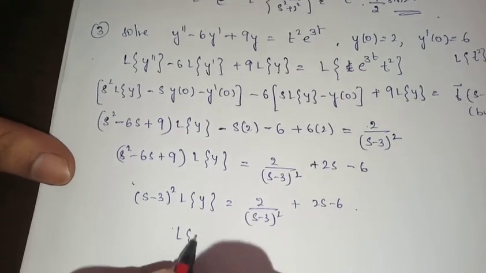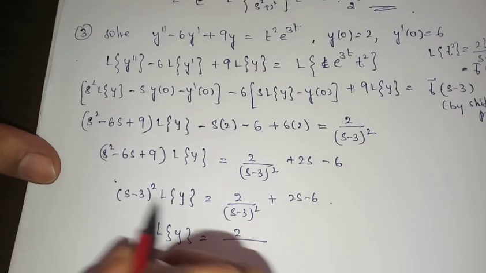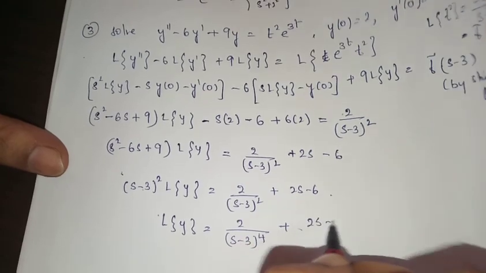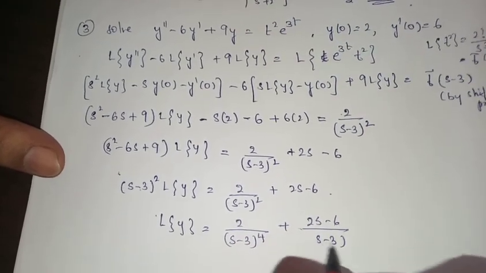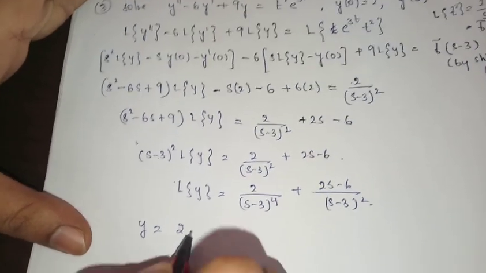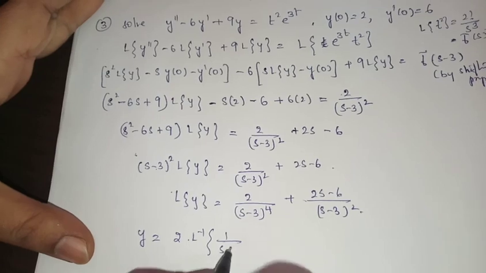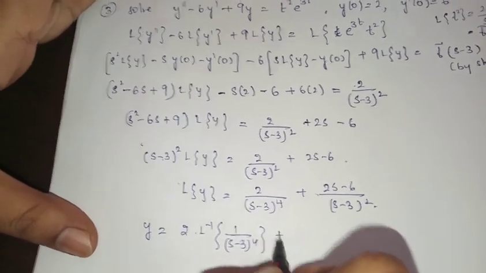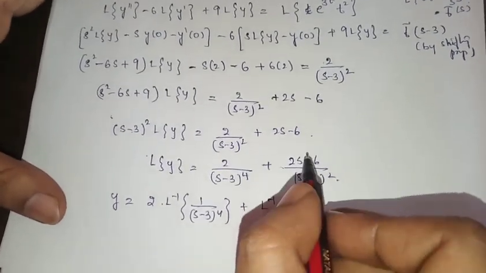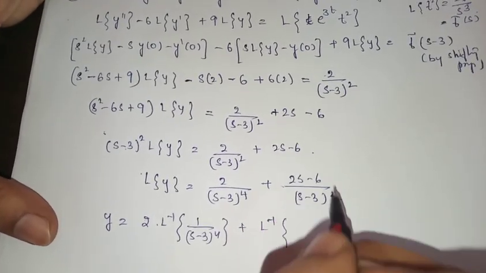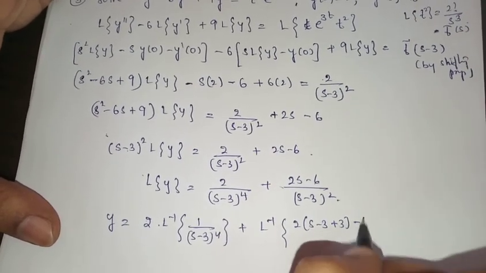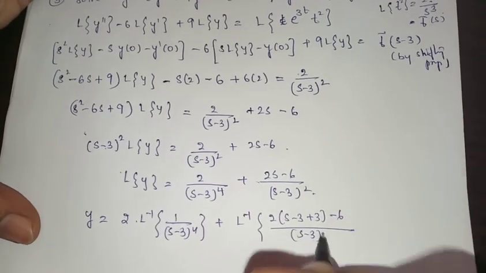So Laplace transform of y will be equal to 2 by (s minus 3) to the power 4 plus (2s minus 6) by (s minus 3) whole square. Now apply Laplace inverse. y will be 2 into Laplace inverse of 1 by (s minus 3) to the power 4 plus Laplace inverse of, here the denominator is a function of s minus 3. So here you make the numerator also a function of s minus 3. So it becomes (s minus 3 plus 3 minus 6) by (s minus 3) whole square.